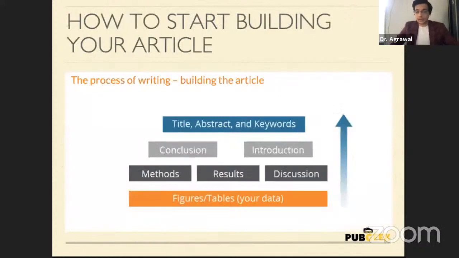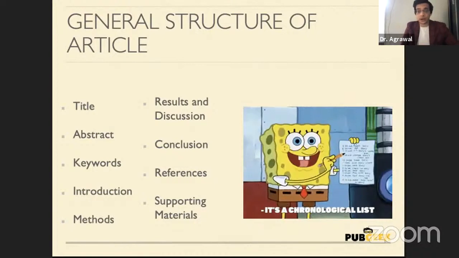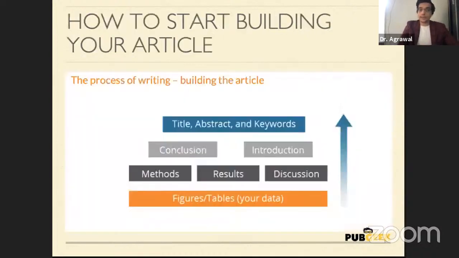So this is instead of writing in the sequence that was presented here, which is how your actual article will look. There is a sequence to reading the article, where first you go to the title and abstract, then you move on to the discussion and results. You see the figures and tables, and then you see the methods and introduction last. There is a certain way to building your article to make sure that you're not completely confused while writing it.